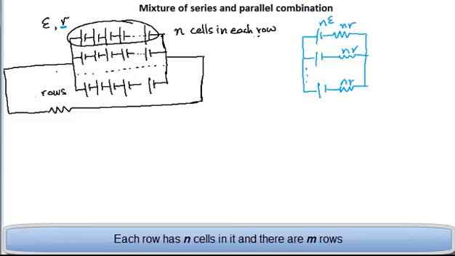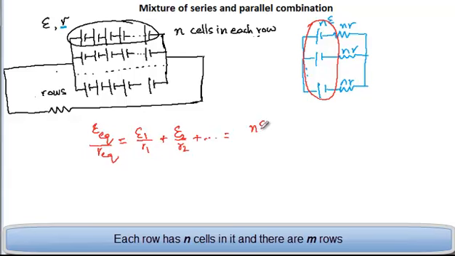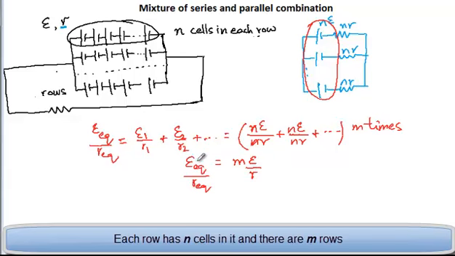So we will replace this E equivalent over R equivalent is E1 by R1 plus E2 by R2 and so on and so forth. So this continues. So in this case we have n times E over n times R, and you have to add this up m times since there are m rows. So this would come out to be, since the n would cancel out over here, m times E by R. So let us first find out R equivalent and then put the value over here to find E equivalent.